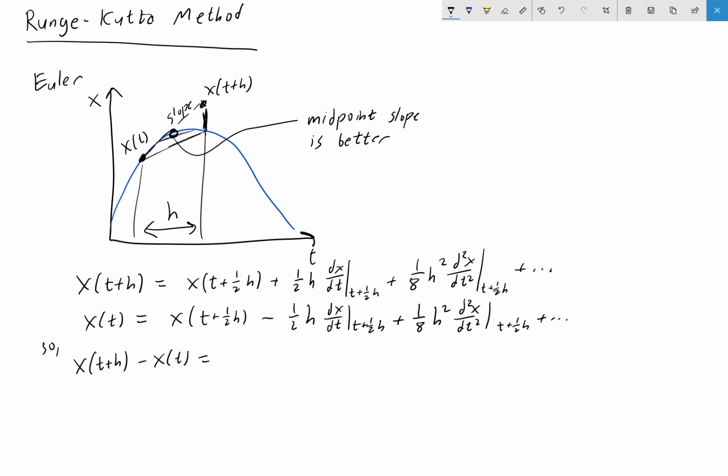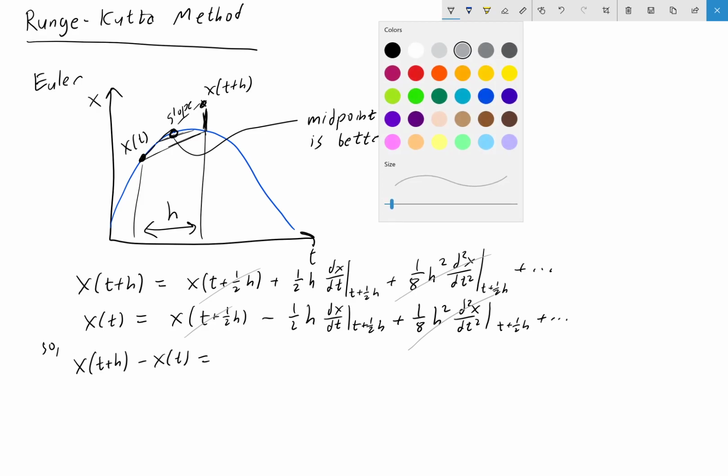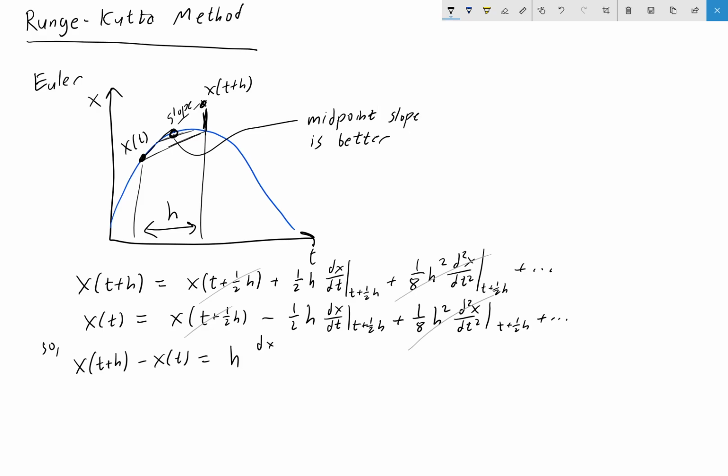What's going to happen if we do that subtraction is we're going to get some cancellations. We're going to find that the midpoint term would cancel out, the second order term would cancel out, all the even powered terms are going to cancel out. But what's left is going to be an h dx dt at the midpoint, plus whatever's left, which is going to be third order, like powers of h to the third power. So that's now a second order method. We're accurate up to second order. Our errors are third order.